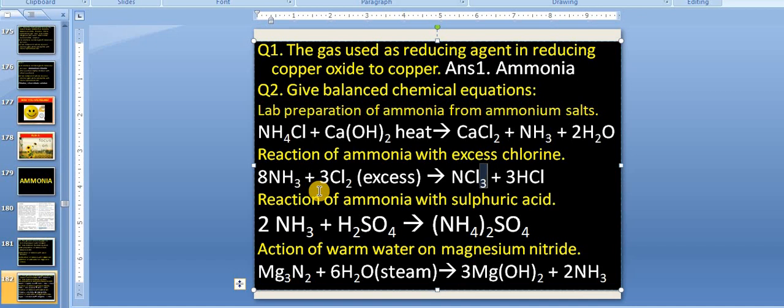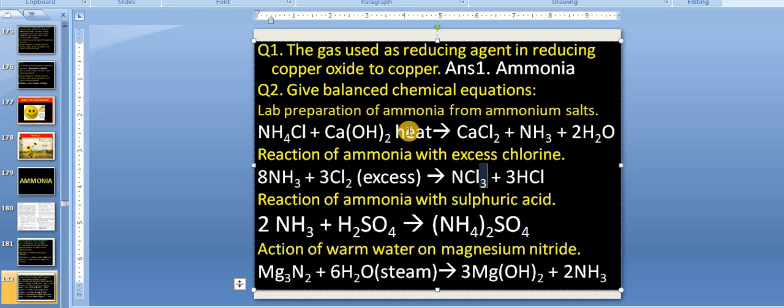These small things like chlorine excess, ammonia excess, heating. See the reaction for the lab preparation of ammonium salt, the reaction is too expensive. Okay, that's fine. We are not going to look at the commercial aspects. We want to see the technical aspects. So for this reaction also, ammonium chloride plus calcium hydroxide, heating. Here heating is necessary. Some students miss heating, and the teacher will cut marks.